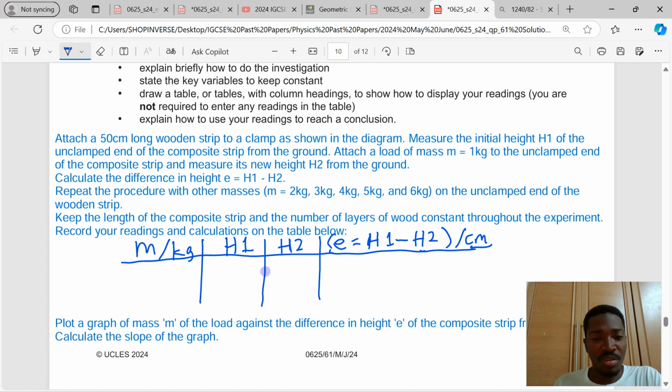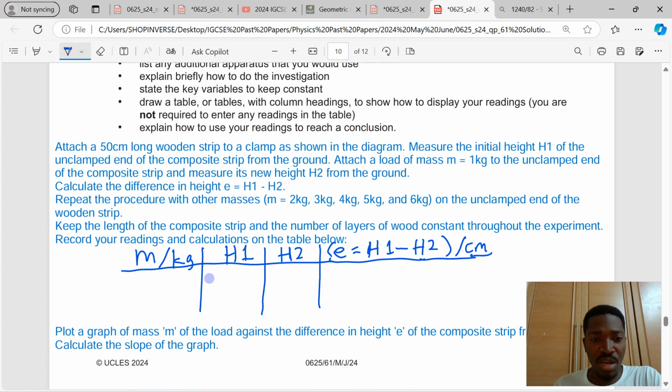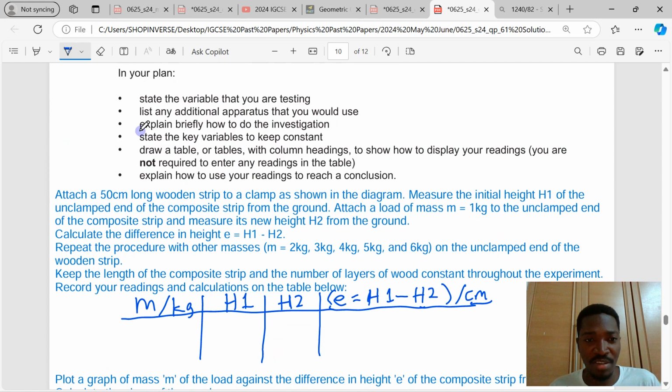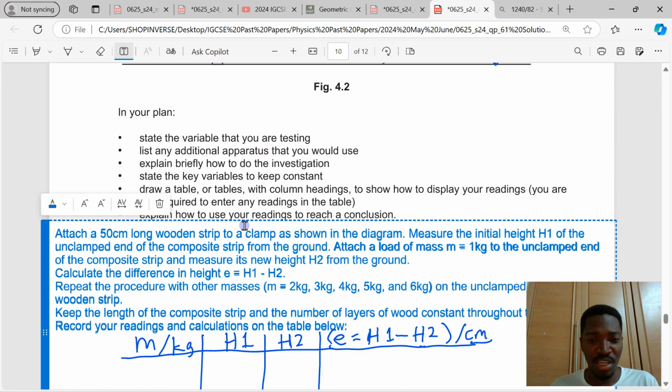But now, after doing this, you go and check if you have answered this question correctly. Did you state the variables that you are testing? Of course, I stated that I'm testing the extension, the effect of mass: as the mass increases, what's the extension? List any additional apparatus. Did I list that? No. So when performing practical experiments, after writing, you have to go back and check if you have actually answered the question correctly.